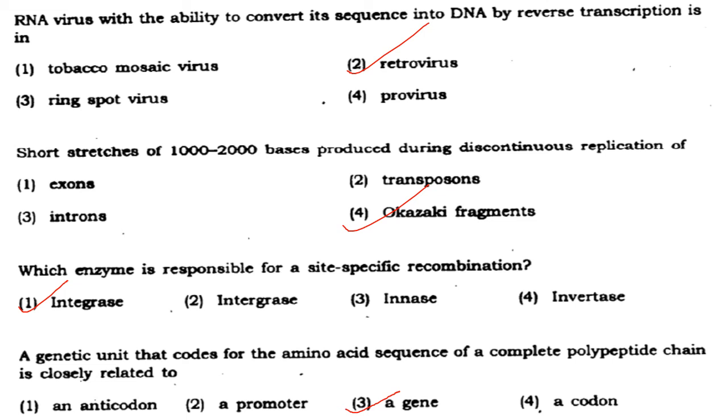Next one. Short stretches of 1000 to 2000 bases produced during discontinuous replication of DNA are: option 1, exons; 2, transposons; 3, introns; 4, Okazaki fragments. Answer is option 4.